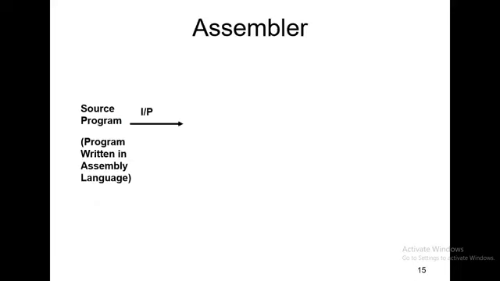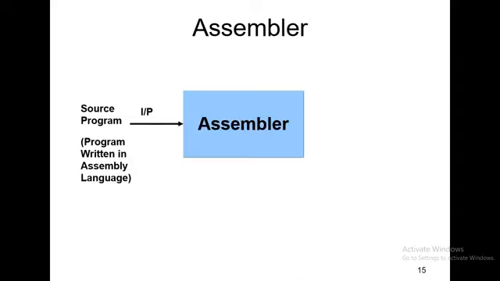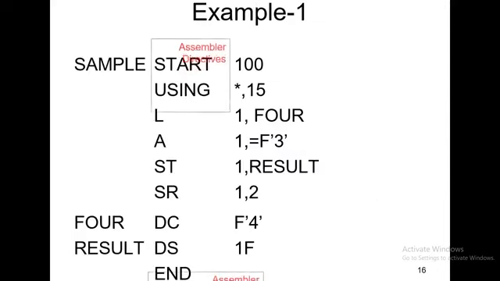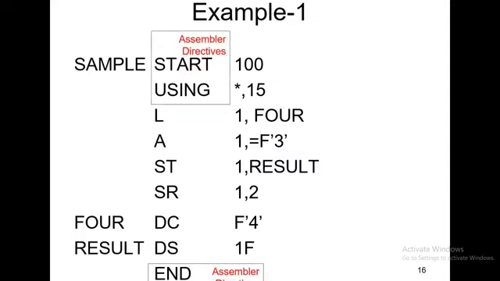Assembler means what? It takes a source program as an input language, and with the help of assembler it converts it into machine level language. This is also known as the target program. Now see, basically there are three types of assembly language statement. First one is assembler directive, second is declarative statement, and third one is imperative statement.